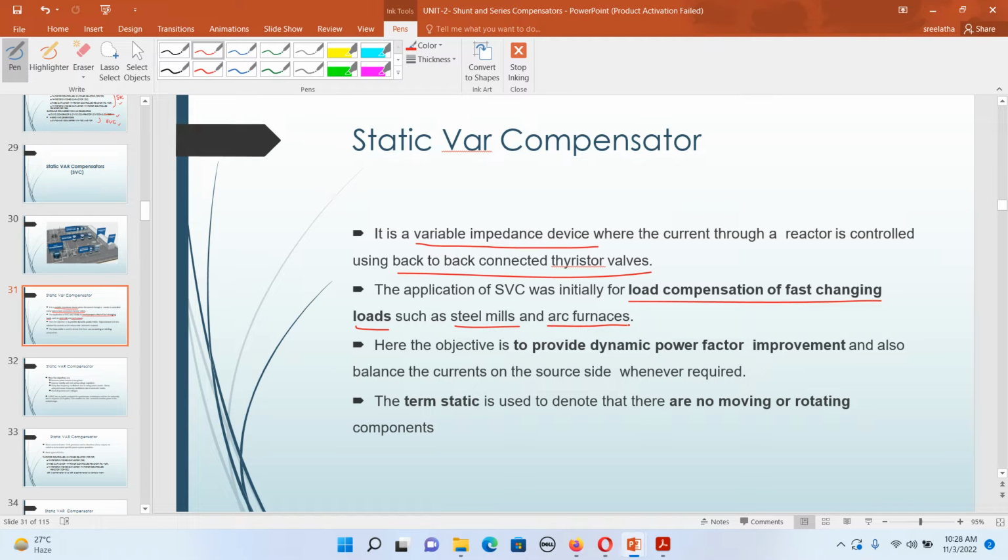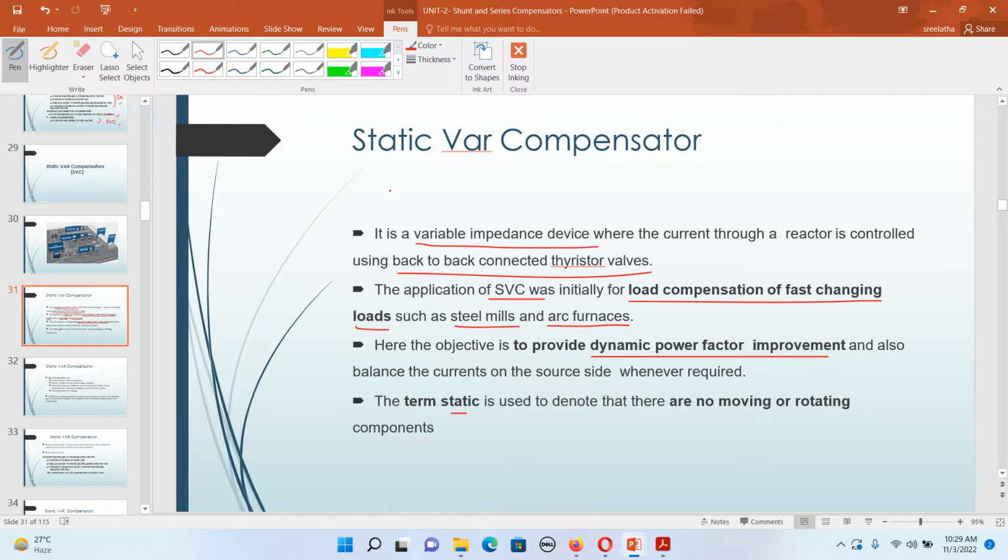Remember, we have studied arc furnaces, where we need a high arc in a very short period of time. In such cases, what happens? We need very sharp, high voltage and high ramp up and high ramp down. So in those cases, the load compensation can be easily done with SVC. Here the objective is to provide dynamic power factor improvement and also balance the currents on the source side whenever it is required. The term static is used to denote not rotating.